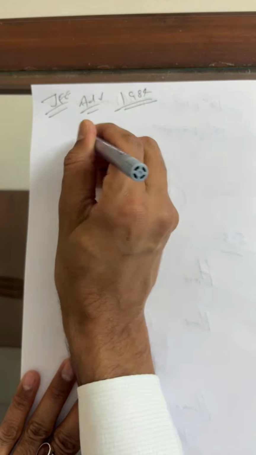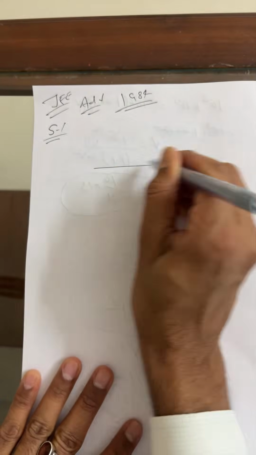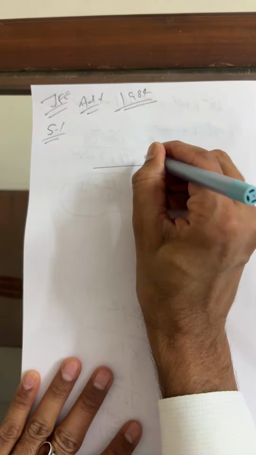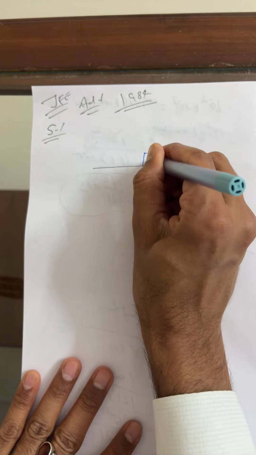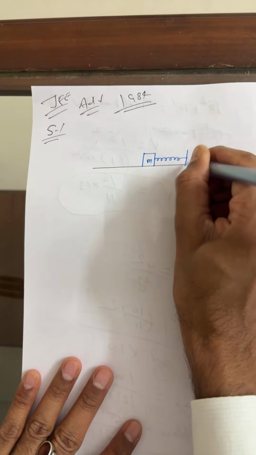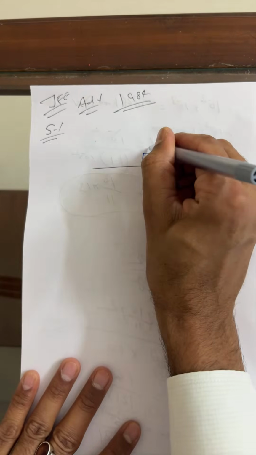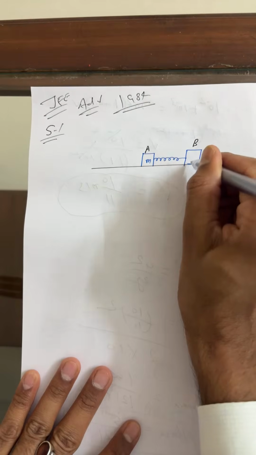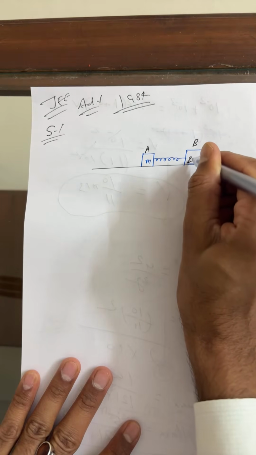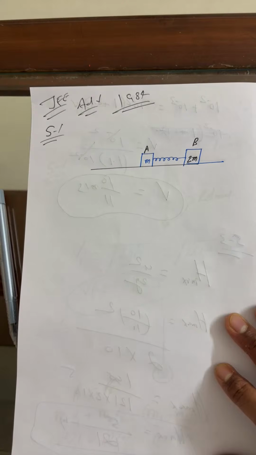So in step 1, first I'll make a diagram. This is mass m, and it's a spring here. Another block, already mentioned in the question, blocks A and B. So let us say this is block A, this is block B. Mass is mentioned, this is 2m. Two blocks A and B of masses m and 2m respectively are placed on a smooth floor. They are connected by a spring.